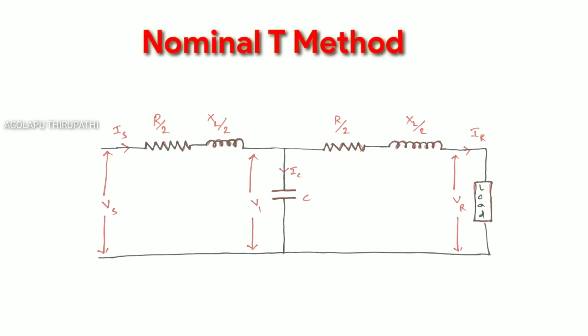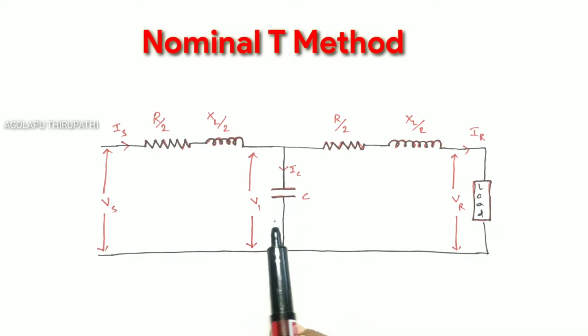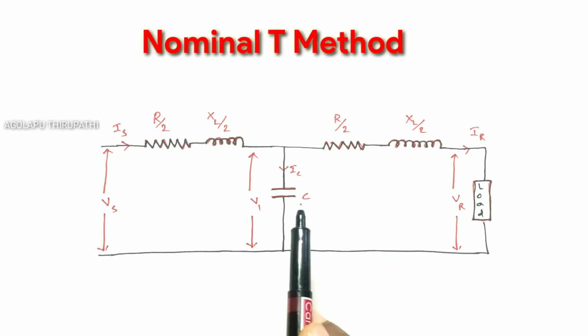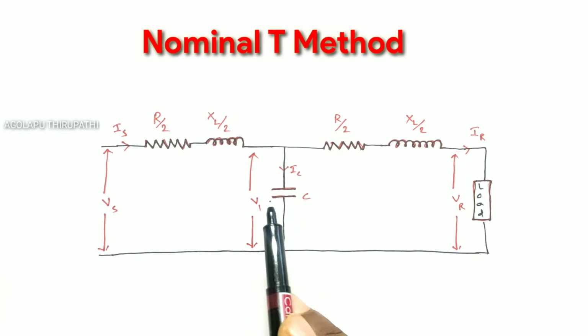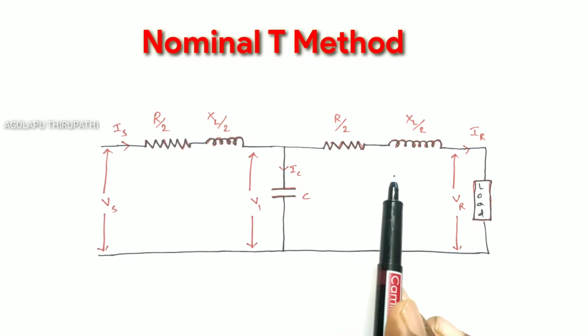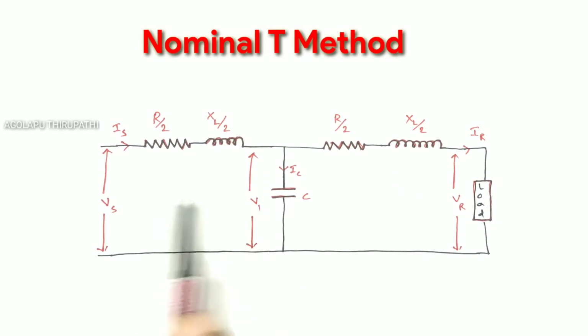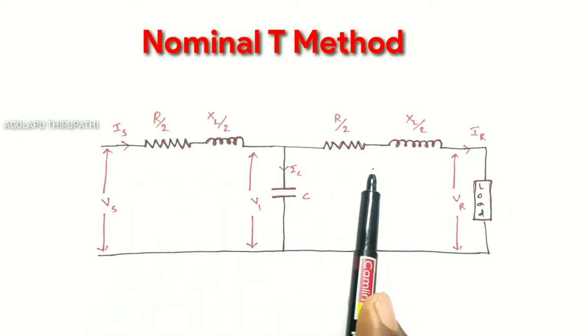In this video, I am going to explain the nominal T method. In the nominal T method, all line capacitance is assumed to be concentrated at the middle point of the transmission line. The total capacitance is concentrated at the middle point, and resistance and reactances are divided into two halves. One half is lumped at the sending end side and another half is lumped at the receiving end side.